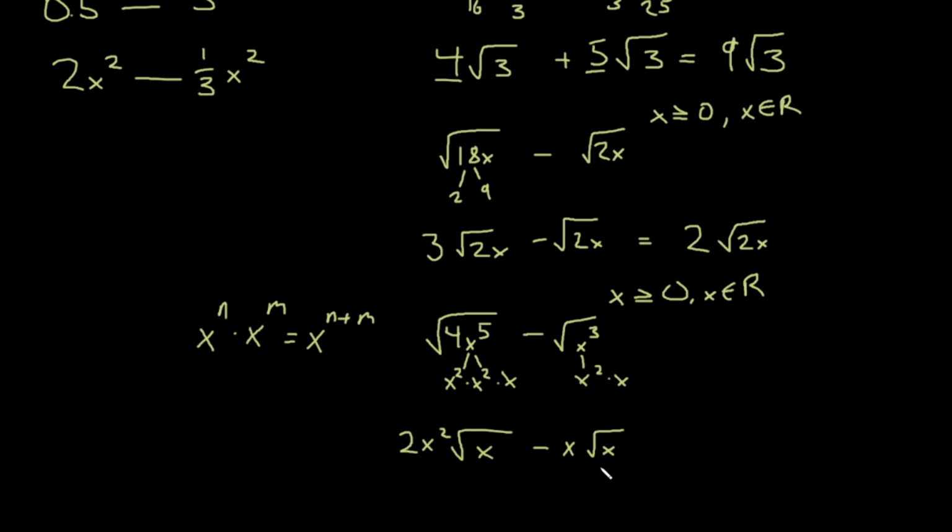The answer is no, since even though our indexes are both the same of 2, and our radicands are both equal, our coefficients are not like terms. 2x squared cannot be subtracted by x, so therefore this cannot be further simplified, and we just have to leave it as this.